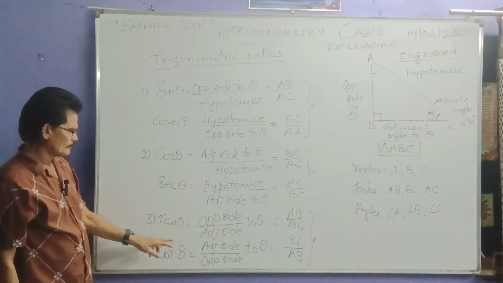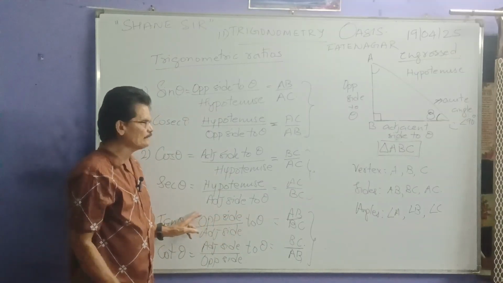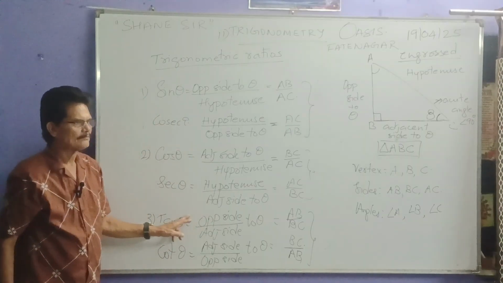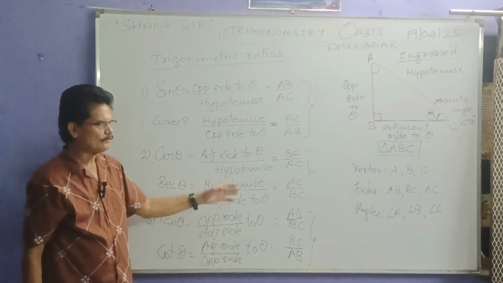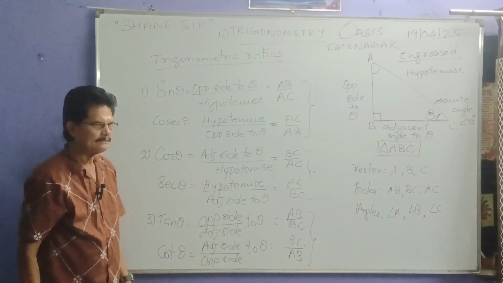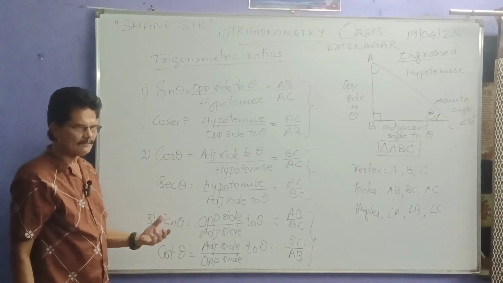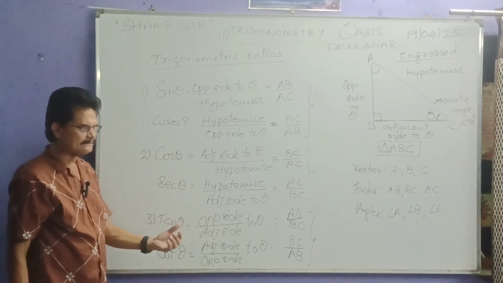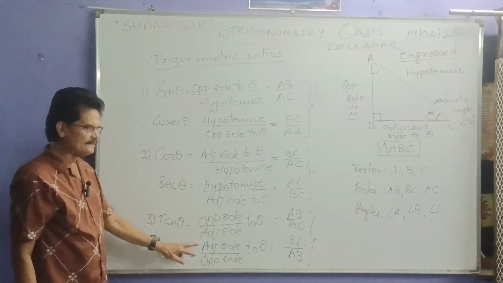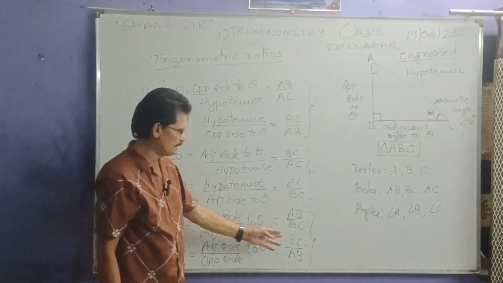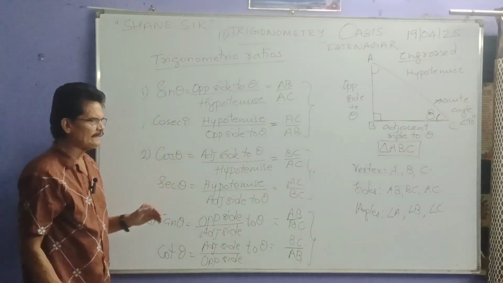Tan is opposite side by adjacent side to theta. What is the opposite side? AB. What is the adjacent side? BC. So AB by BC. And cotangent, shortly called cot, cot theta, is the inverse again. So it becomes BC by AB.